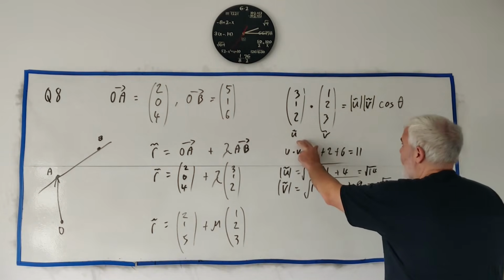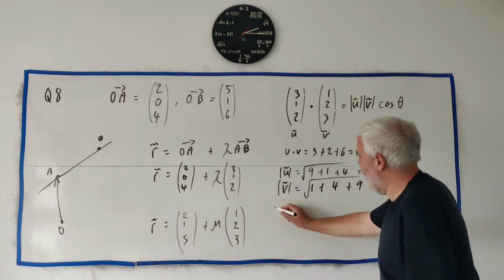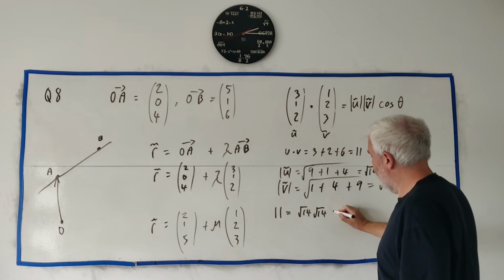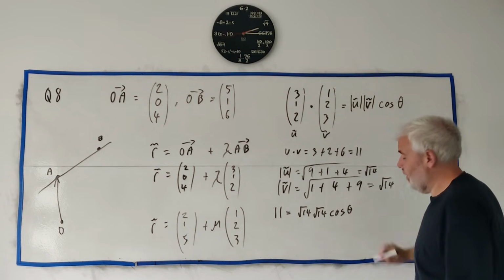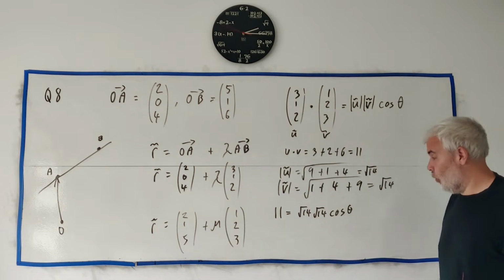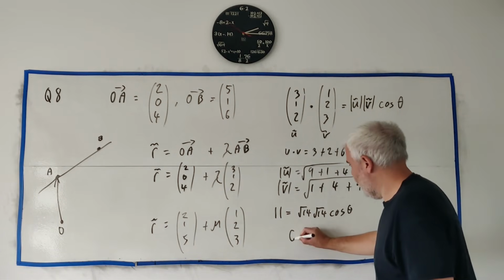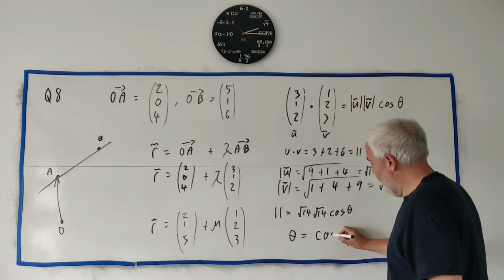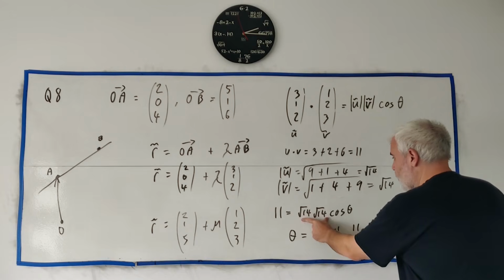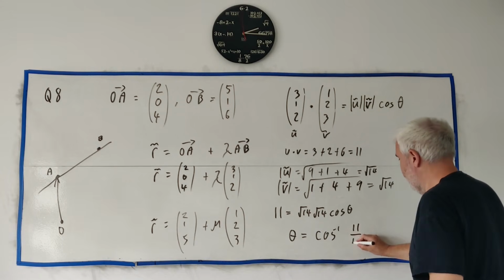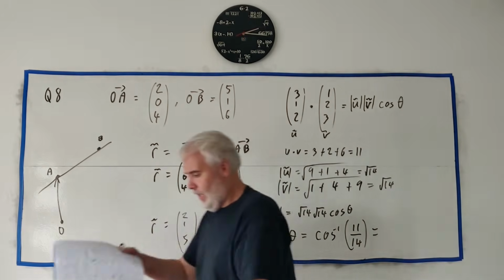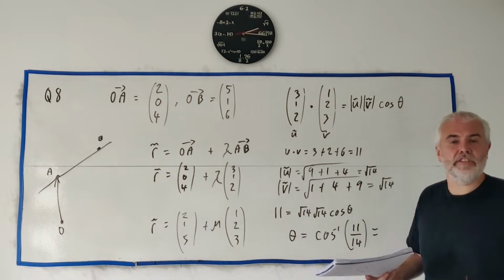So to put all this into the equation up here, we get 11 is equal to square root of 14 times square root of 14 times cosine theta. Square root of 14 by square root of 14 is just 14. So to rearrange this, we would get theta is equal to the inverse cosine of 11 divided by 14. And we put all that into a calculator and we get, I have two answers here.